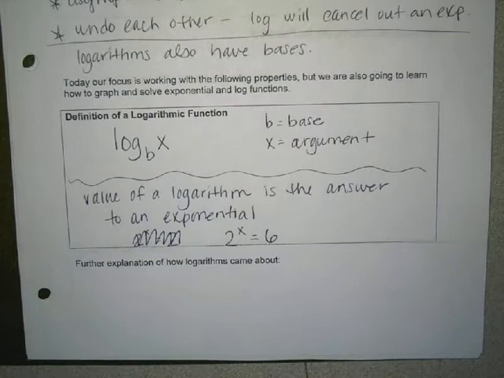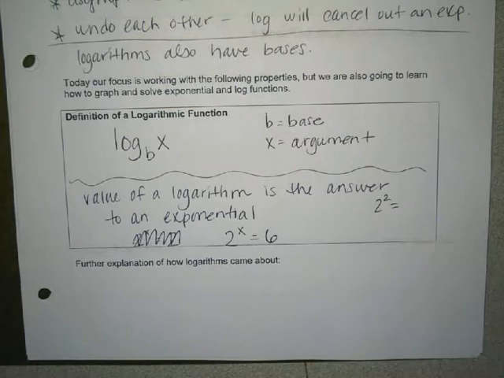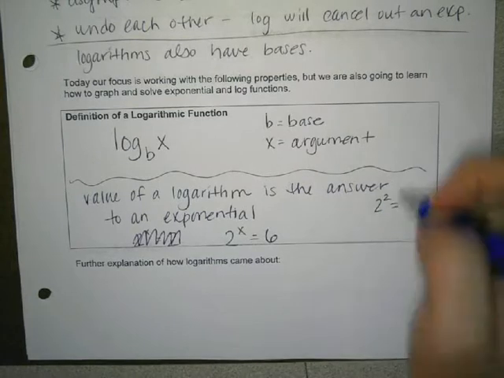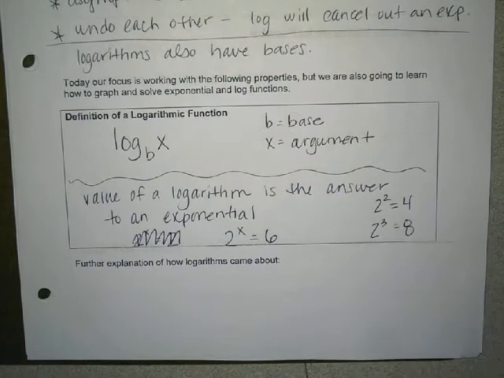Okay, so if I have 2 to the x equals 6, and I wanted to know what that x was, I might say, well, I know 2 squared is what? 4. And I know 2 cubed is 8. Okay, so 6 is halfway in between 4 and 8, so what would you assume x would be?